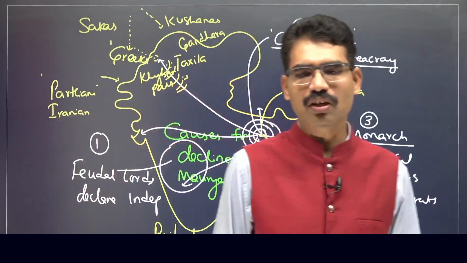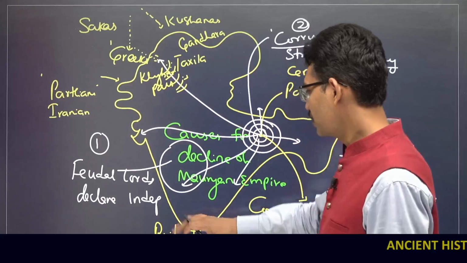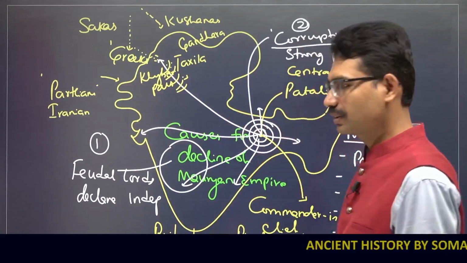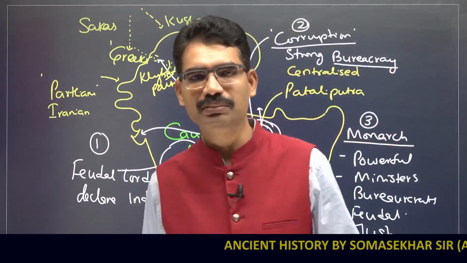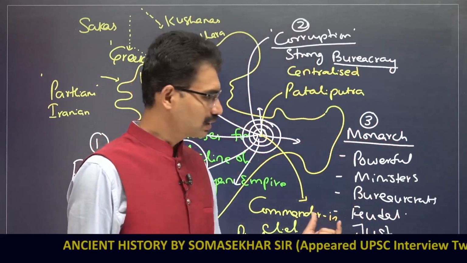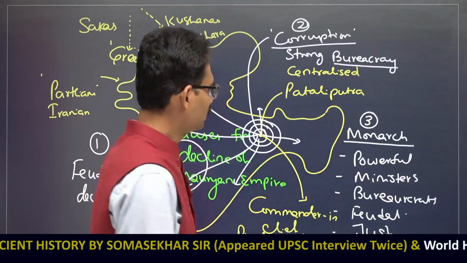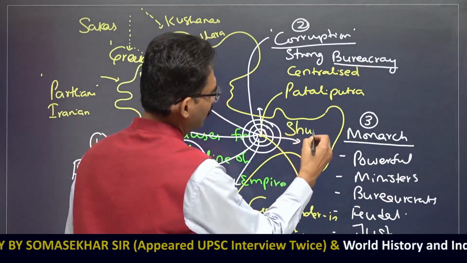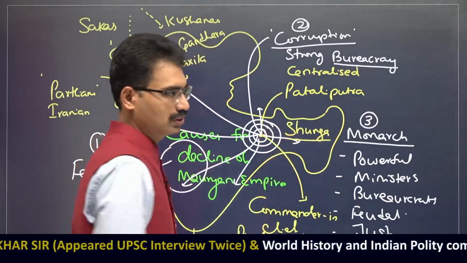The last Mauryan ruler was called Brihadrada. He was replaced by a new person called Pushyamitra Shunga. He declared himself the next monarch. In this way, he started his own dynasty called the Shunga dynasty. So this is how the Shunga dynasty emerged.